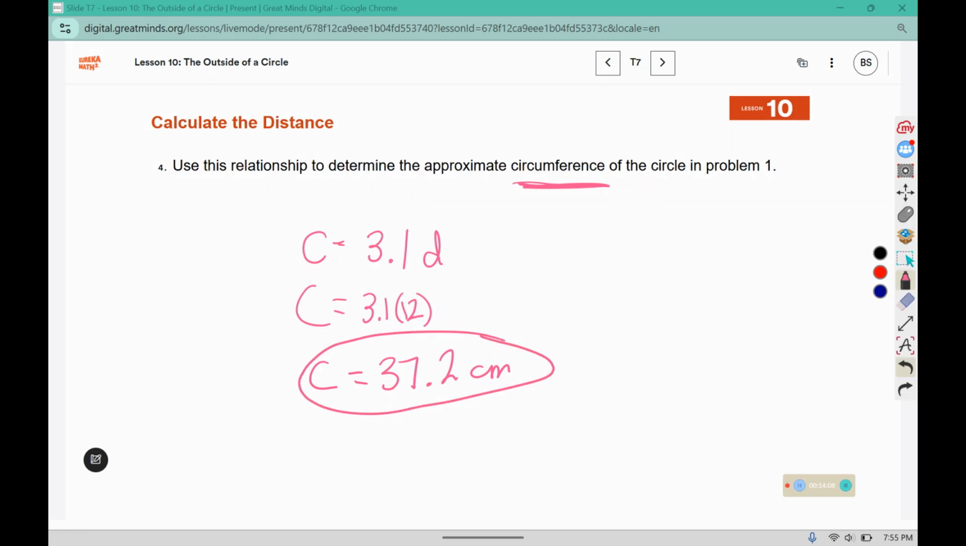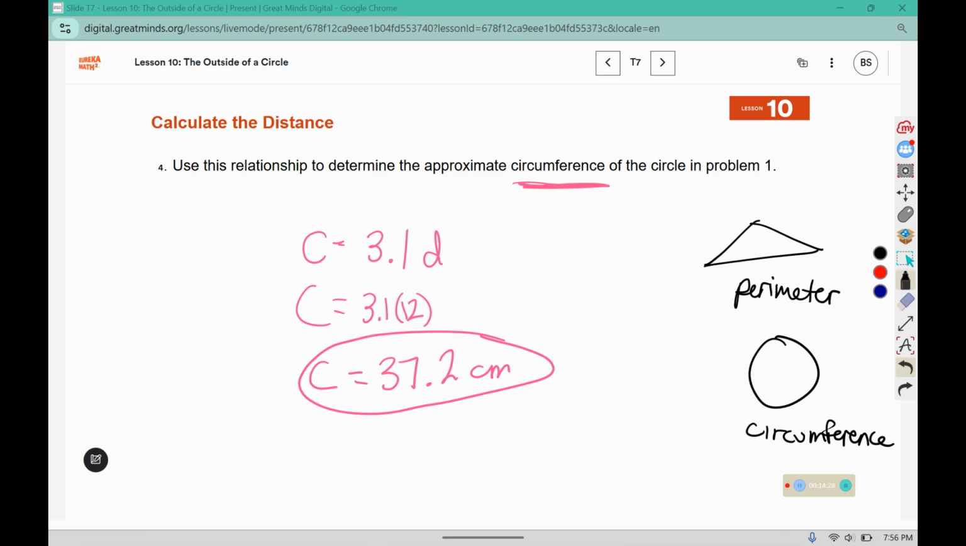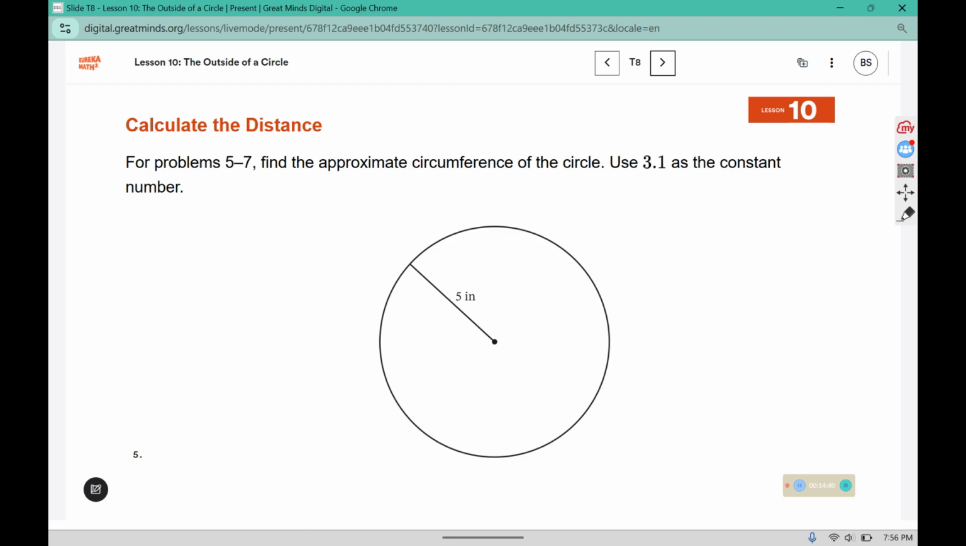When we were working with rectangles or squares or triangles, that distance around the outside of a shape we called the perimeter. In a circle, the perimeter has a fancy name called the circumference. And that constant of proportionality is about 3.1 times the diameter. For problems 5 through 7, find the approximate circumference of the circle. Use 3.1 as the constant number.